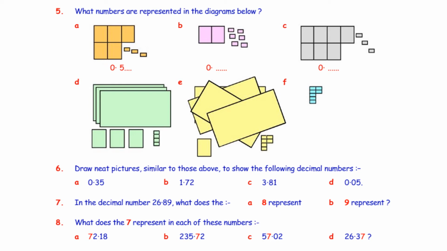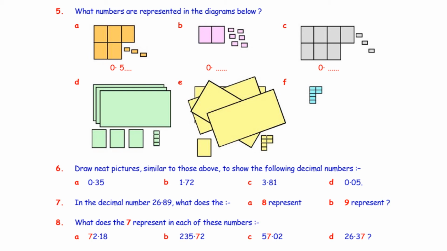Okay, so here we've got, this is really a continuation. 5 you shouldn't have any bother with because it's very similar to what we did yesterday. So 5a 0.5, and then you've got 3 hundredths, 0.5 something.